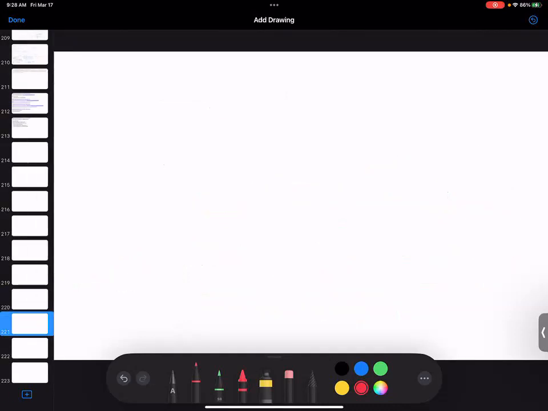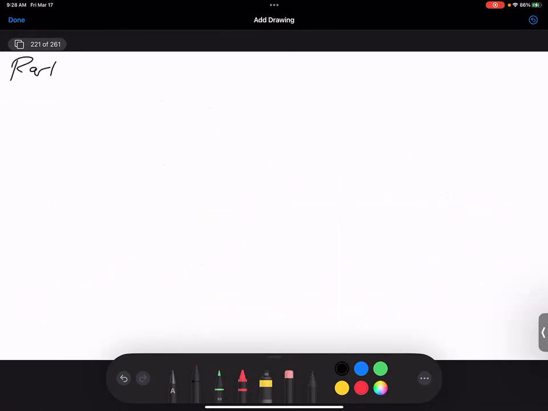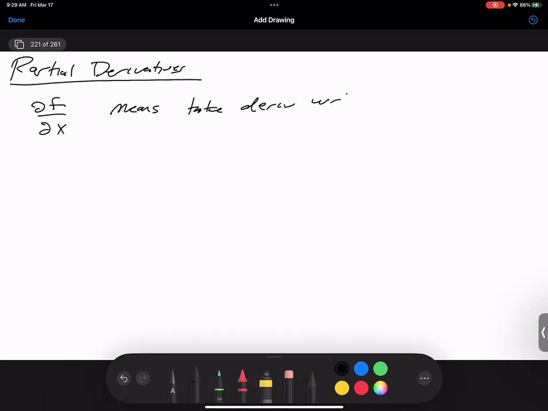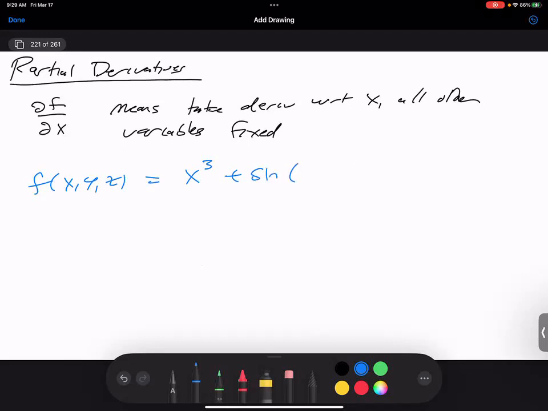So we talked about how we could introduce partial derivatives. So df/dx means take the derivative with respect to x, all other variables fixed. For example, if I give you f of x, y, z is x cubed plus the sine of y to the z, sine of y, tangent of z plus y squared. Okay, I think I have enough parentheses.